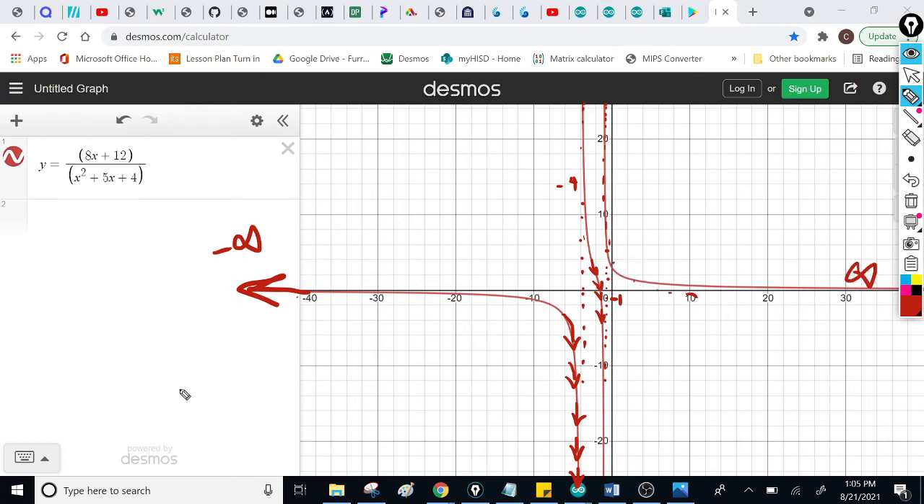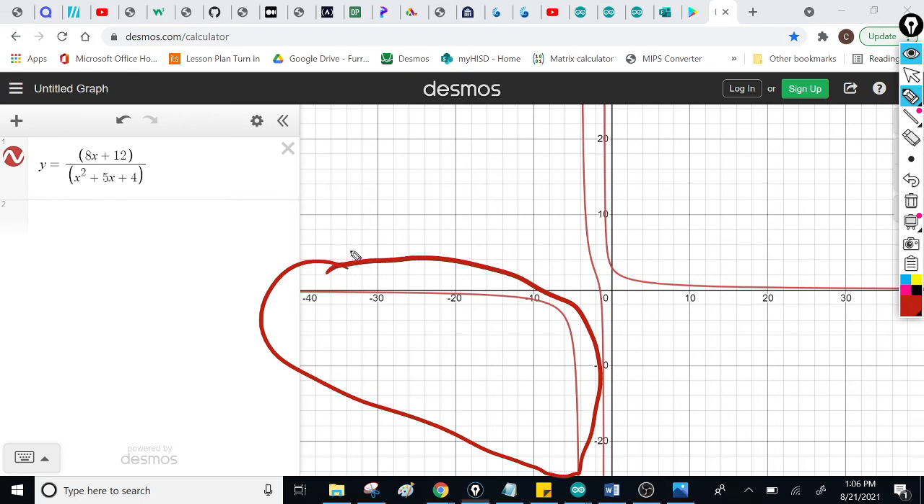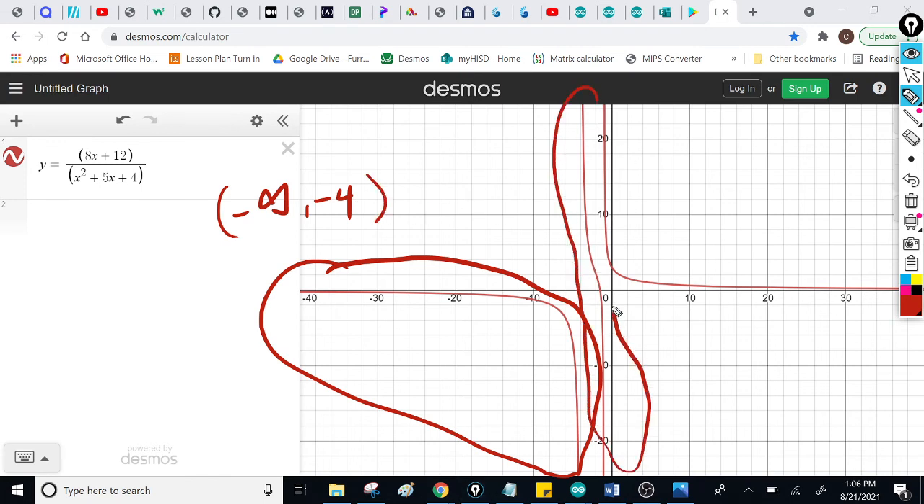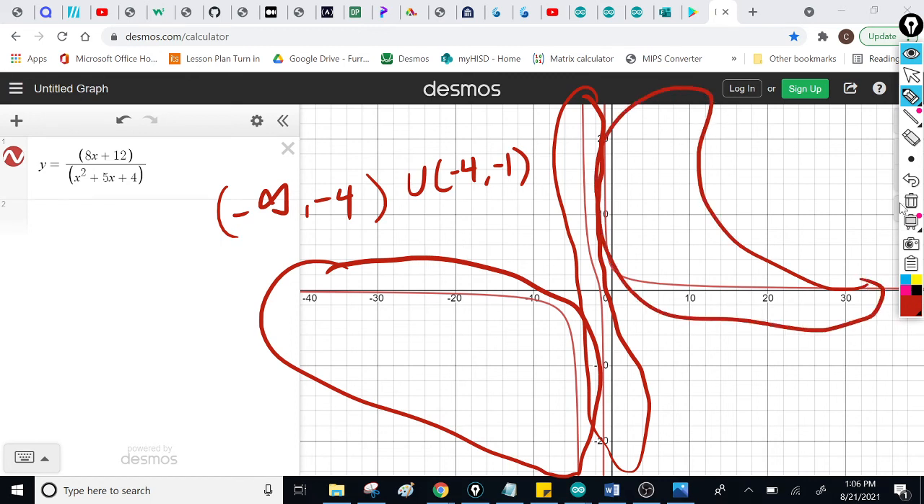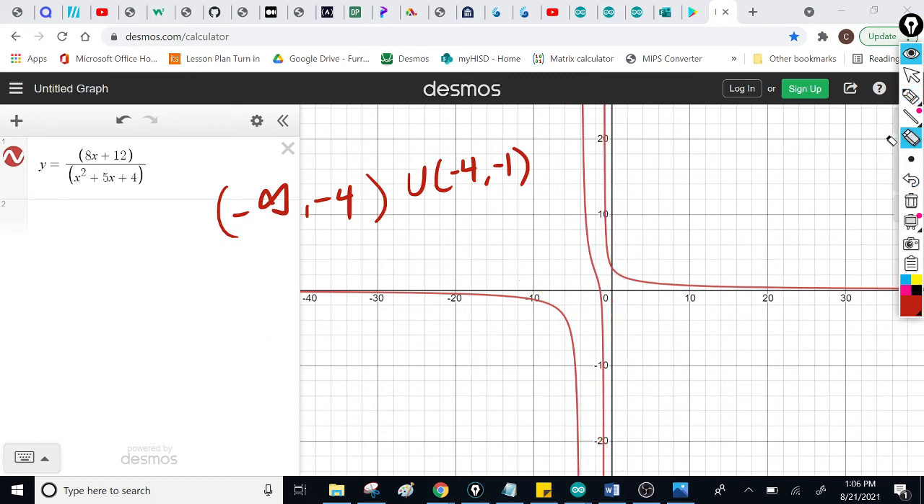So we are looking at 3 parts. The first part is this part right here. This is -infinity to -4. And then the second part in the middle right here, this is from -4 to -1. And the last part is right here, from -1 to infinity.